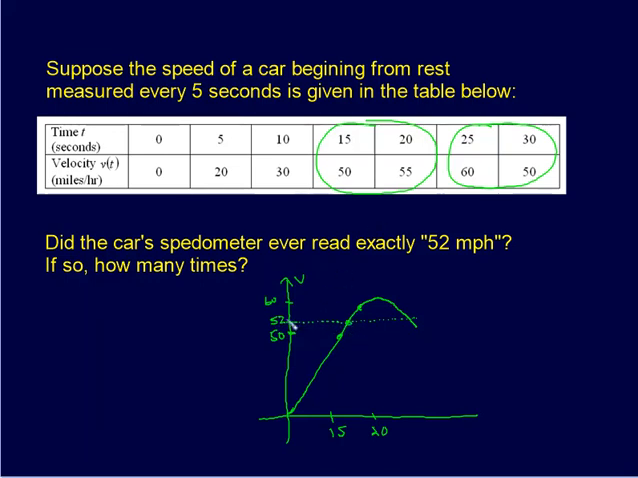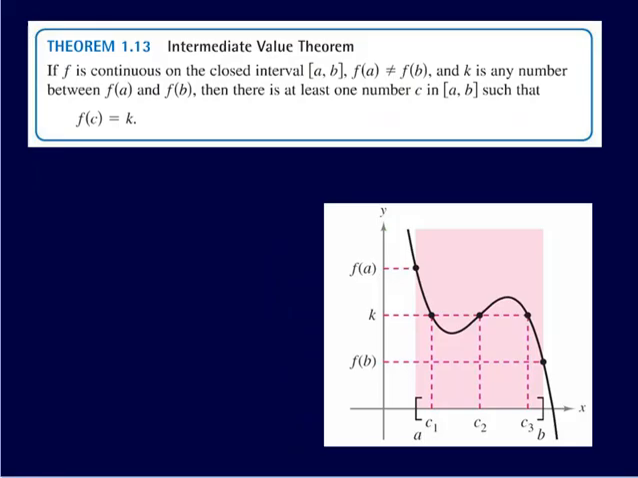So we call 52 an intermediate value between the value of the function at the beginning of a time interval and the value of the function at the end of the time interval. It is an intermediate value, and because the function is continuous, it's going to have to hit every intermediate value. And that essentially is what the theorem is about.